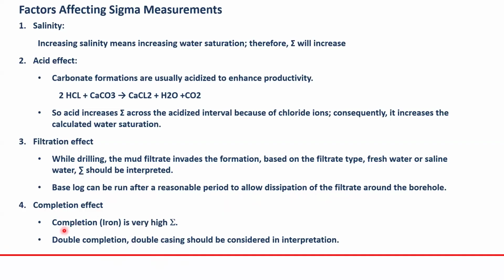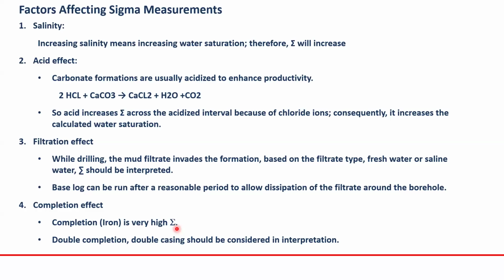Completion effect. Completion iron has very high sigma. So sometimes in the well history, you may find a recompletion was made for the well, adding more casing or something like this, or a tubing change, but unfortunately they don't mention it in the report. So it gives you higher sigma and you calculate it as higher water saturation, but it's not. It is just the completion or a change in some part of it.